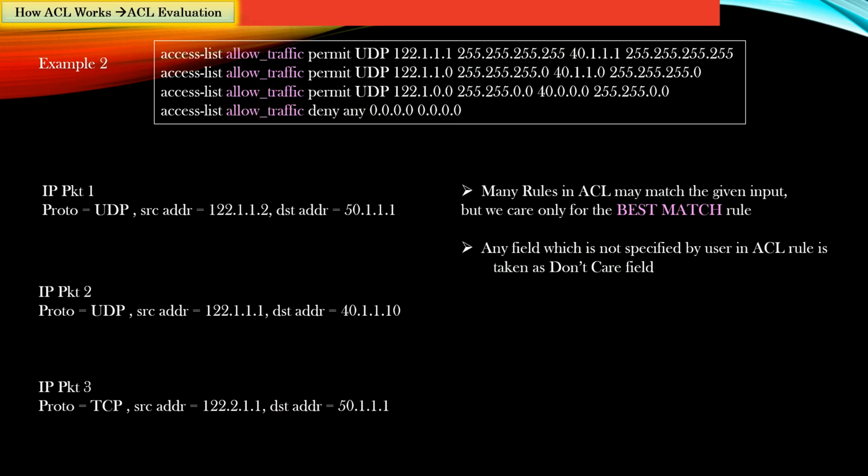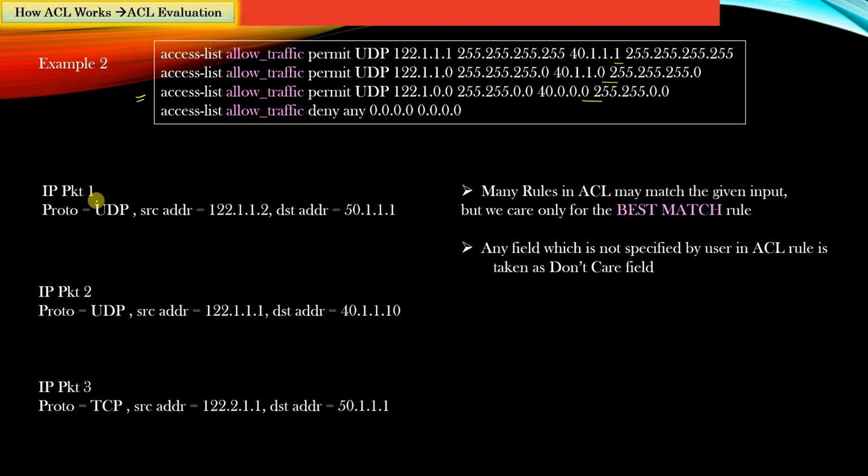And guys, let us discuss another example. So we have an access control list here which contains 4 ACL rules. Now in these ACL rules, I have also added the destination IP address and mask as another field for filtering.